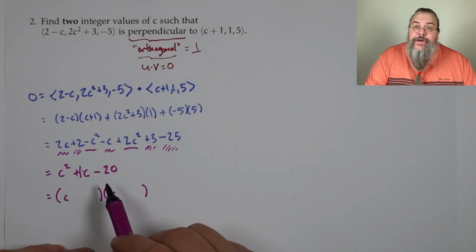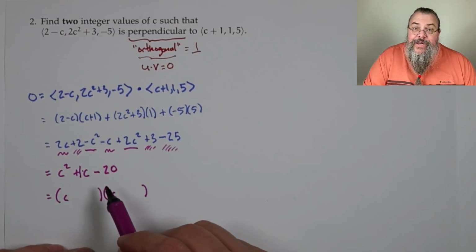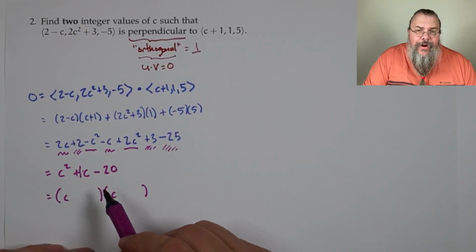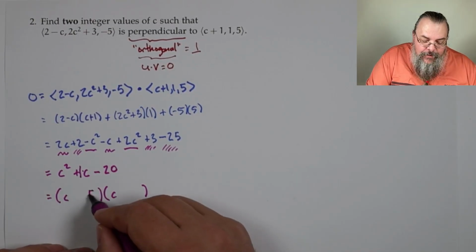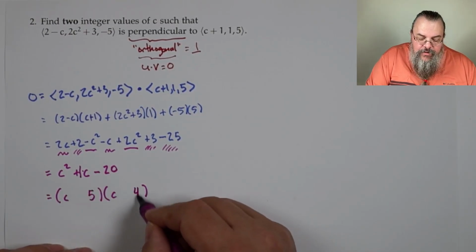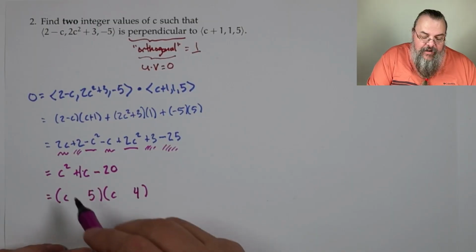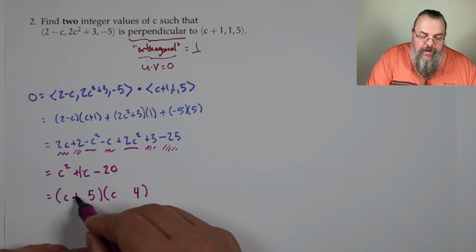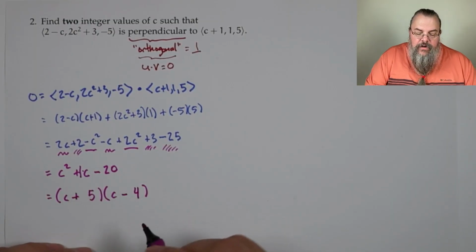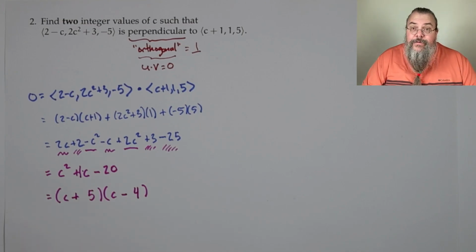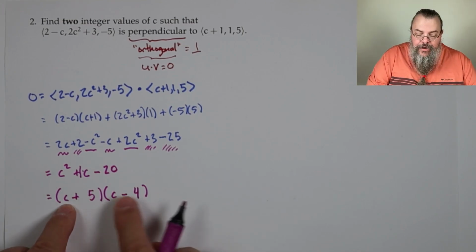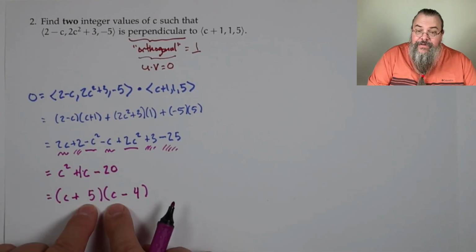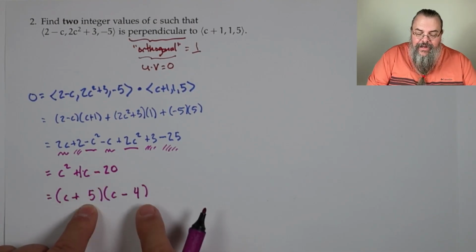Okay, so think of how you can multiply to get 20, and it's not too long till you get, oh, 4 and 5. And you're like, yeah, 4 and 5. And now the question is which one gets added, which one gets subtracted? Well, we should add 5, subtract 4, because 5 minus 4 is 1. Now let's check. C squared, good. Minus 4c plus 5c is a single c, and then minus 20.